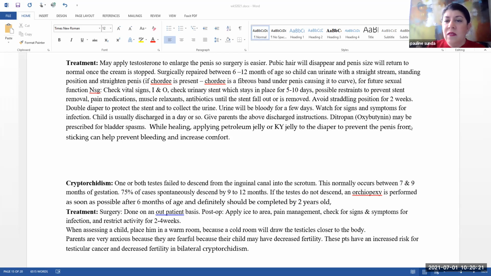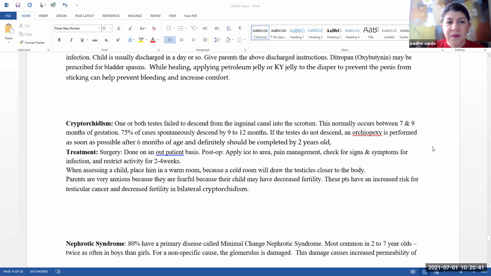Give the parents the above discharge instructions, and please note that Ditropan or oxybutynin may be prescribed for bladder spasms. While they're healing, they may apply petrolatum jelly or KY jelly to the diaper to prevent the penis from sticking. This can also help to prevent bleeding and increase comfort.